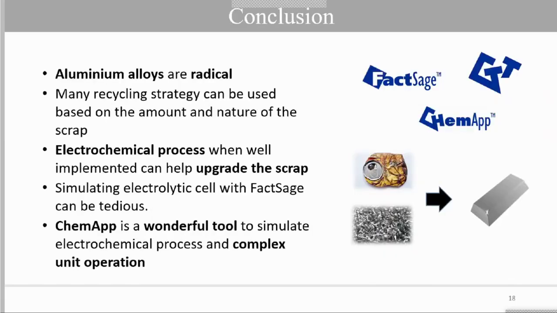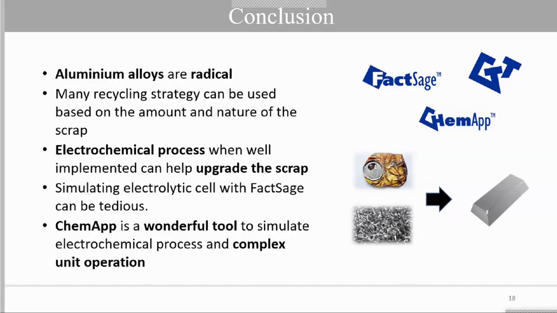And in conclusion, for those that are not convinced yet, aluminum alloys are radical. They're pretty cool. And there are many recycling strategies that can be used based on the amount and the nature of the scrap that you have, in terms of composition and tonnage. And the electrochemical process, when well implemented, can help upgrade the scrap, such as making ultra-pure aluminum and others.